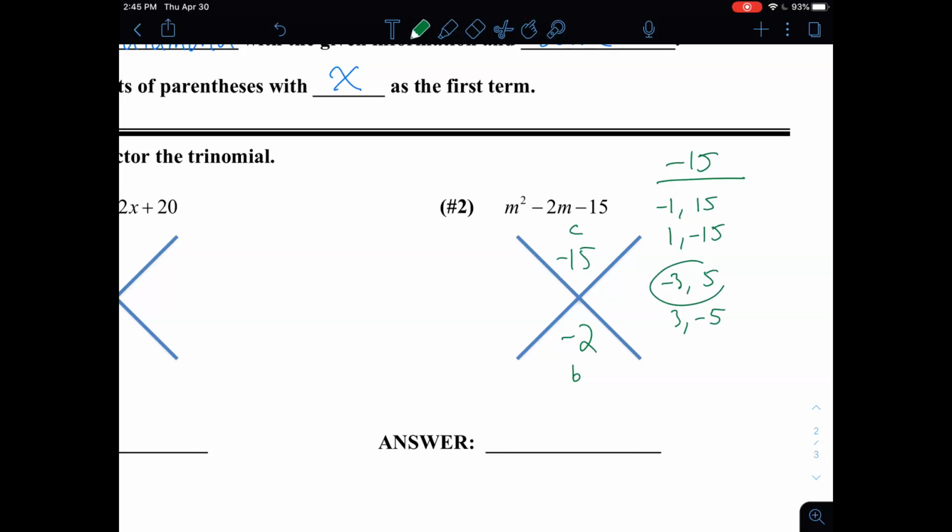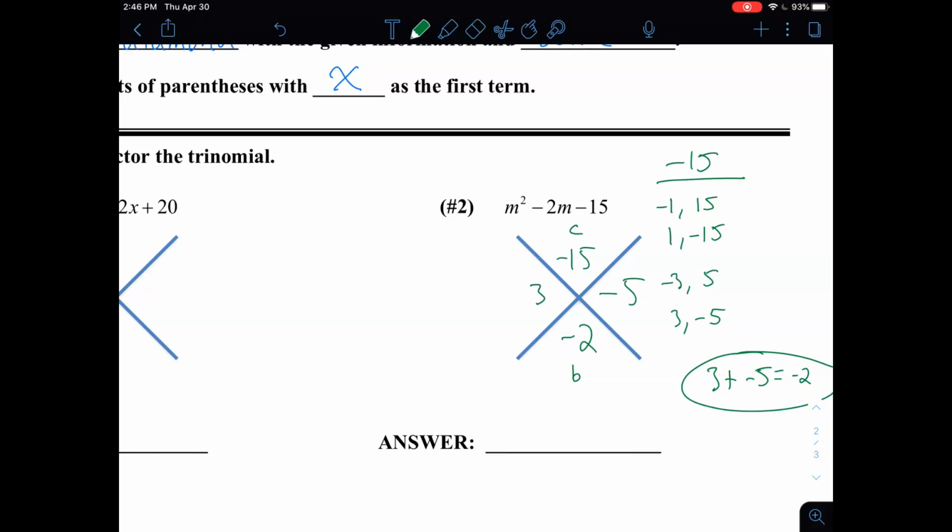So which of these couples here adds to negative 2? Well, negative 1 and 15 adds to 14. That's probably not going to work. 1 and negative 15 adds to negative 14. That's not going to work. What's negative 3 plus 5? That is 2. And what is 3 plus negative 5 going to be? That's going to be negative 2. Okay, so that means we're going to use 3 and negative 5. So I'll write down here 3 plus negative 5 equals negative 2.